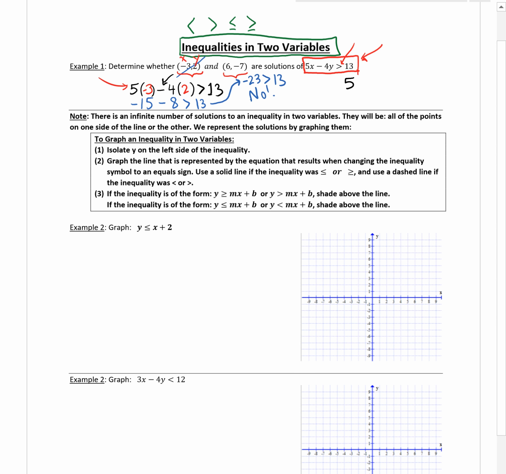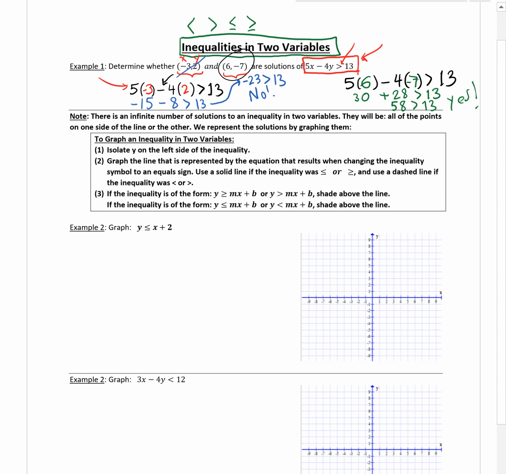I'll do the exact same thing, except now the x value of this ordered pair is 6 and the y value is -7. Let's see how this goes. I'll put the x value 6 where x was in the inequality, the y value -7 where y was in the inequality, and then see if we can simplify that. 5 times 6 is 30 minus, actually it's a negative times a negative, so I'll put a positive, 4 times 7 is 28. We're going to see if that's actually greater than 13. 30 plus 28 is 58. 58 is greater than 13.